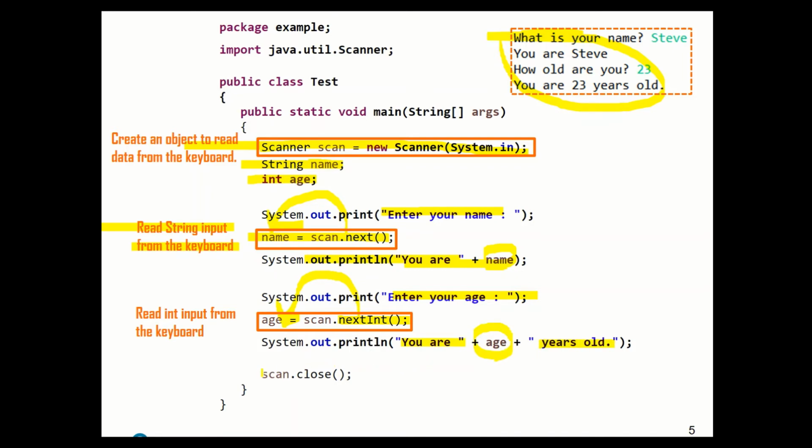This line, scan.close, is needed to disconnect the scan object from the keyboard input. scan.close is non-mandatory. You don't have to write this, but I recommend writing scan.close when you don't need the scan object anymore.